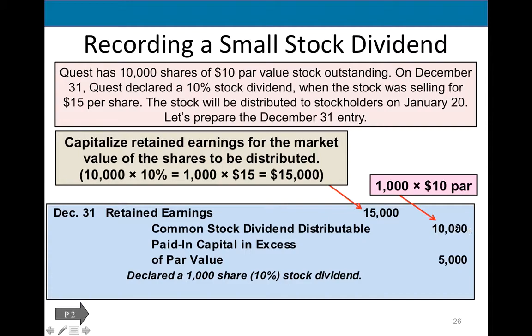And this one is credited at par. So retained earnings are debited at market price. Common stock dividend distributable is credited at par. $10 par multiplied by 1,000 shares. And excess goes to the excess account.